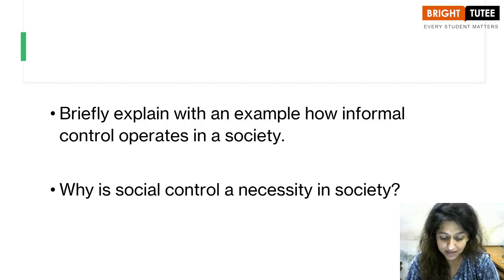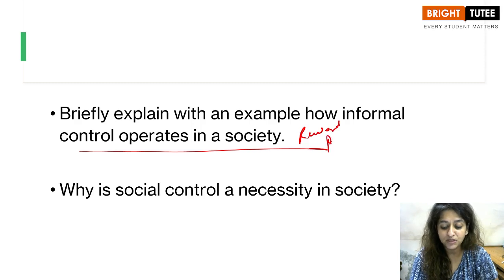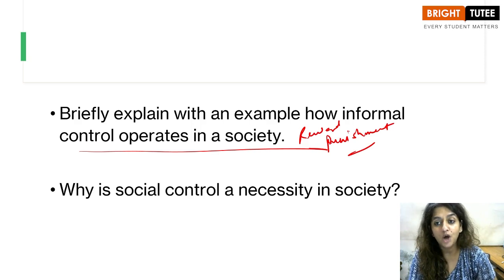Briefly explain with an example how informal control operates in society. While I was explaining, I gave you an example of rewards, punishments, the redefinition of norms and regulations, and also of persuasion, and that is exactly what you may mention here.